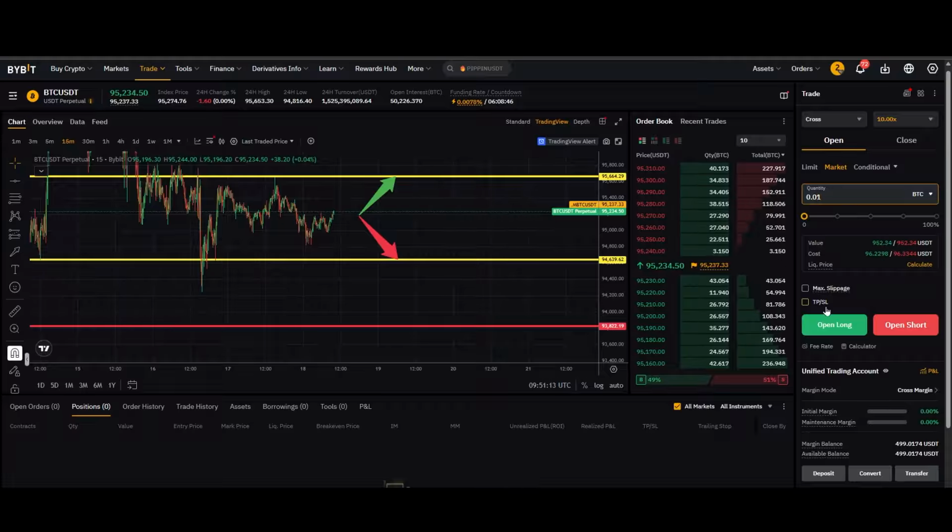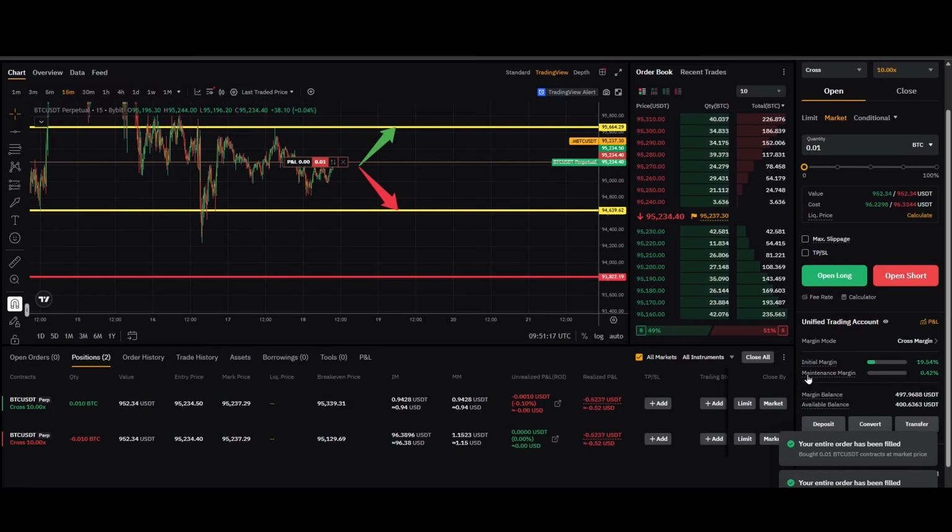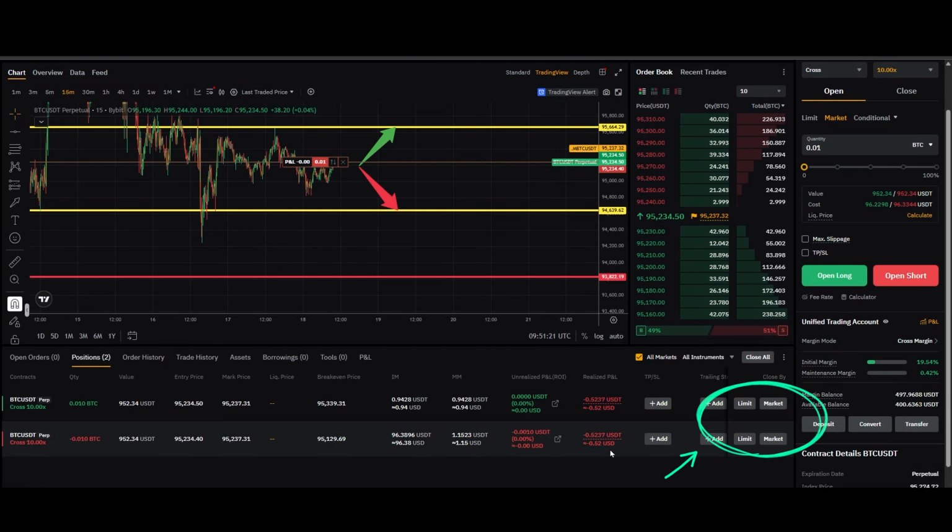So let's open both positions, long and short, at the same time. At the bottom, you'll see limit and market options for each side. Use those to manage positions cleanly without mistakes. So, how does it feel now?